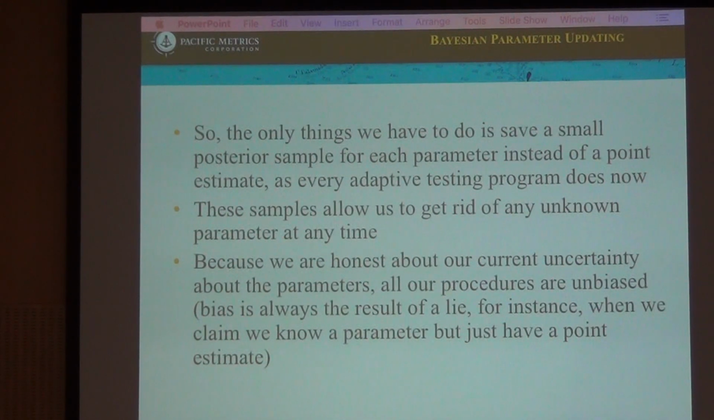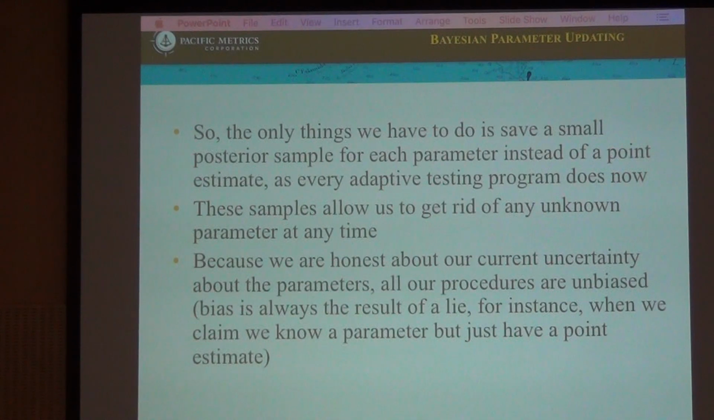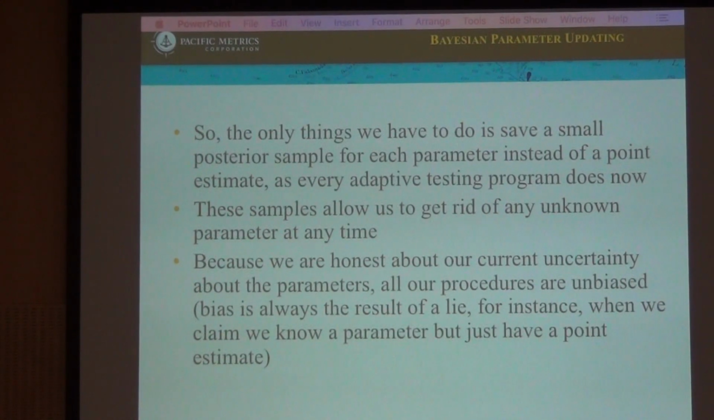And these samples allow us to get rid of any unknown parameter at any time in the appropriate way. And because we are honest about the current uncertainty about some of the parameters, all our procedures are unbiased. Bias basically is always a result of a lie. And if we just substitute a point estimate, we pretend that we know the parameter, that's a lie, and the price we pay is bias.